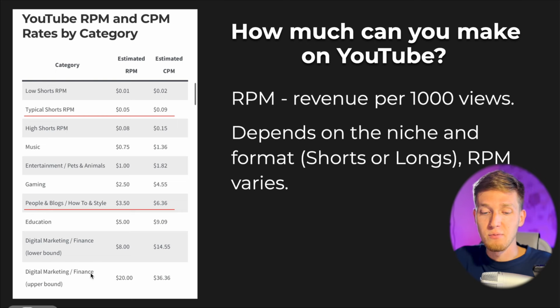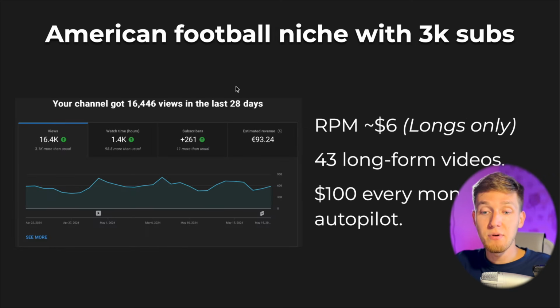So you can see, for example, digital marketing, $20 per 1000 views. But if you create videos about painting, you can see it will be around $3.5 per 1000 views. If you are posting short form content, you can target $0.05 per 1000 views. So your niche and your content define how much money you will earn if you have X amount of views. Let's check the example, American football niche with 3000 subscribers.